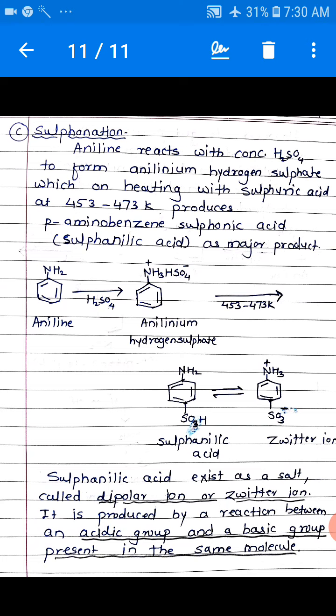This sulfanilic acid exists as a salt called a dipolar ion, means there is the presence of two poles, that is plus charge on nitrogen and minus on SO3, or it is also called the Zwitter ion. It is produced by the reaction between an acidic group and the basic group present in the same molecule.